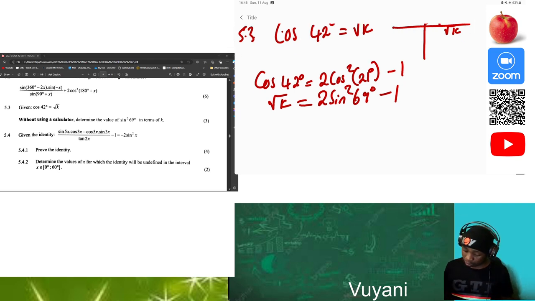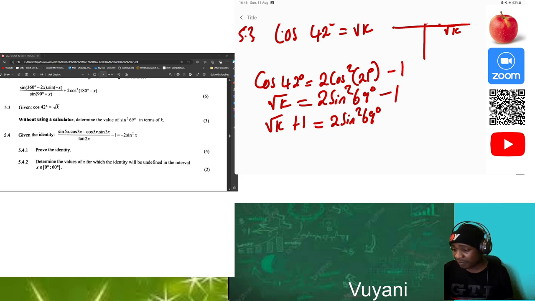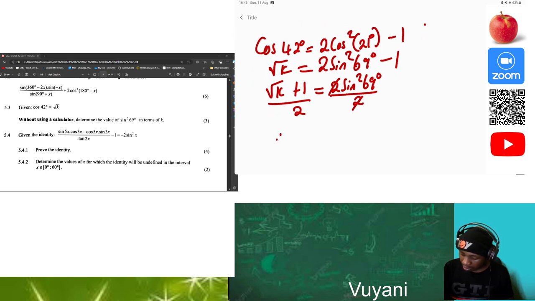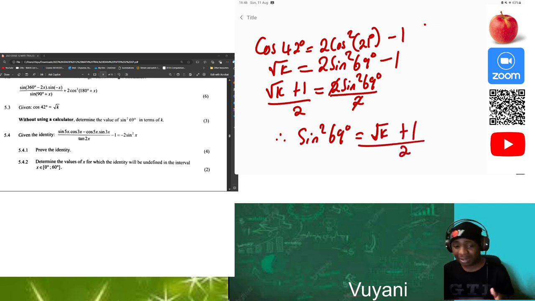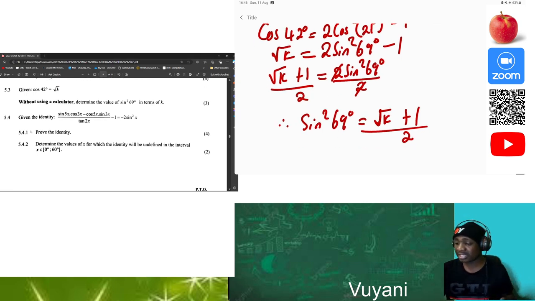Then of course that will be root k plus 1, which is equal to 2 sine squared of 69. The question wanted us to solve for sine squared of 69, so we divide both sides by 2. Therefore we can conclude that sine squared of 69 degrees is equal to root k plus 1 over 2. So that will be our answer. I enjoy doing maths. Please practice so that you can enjoy it as I am enjoying it.